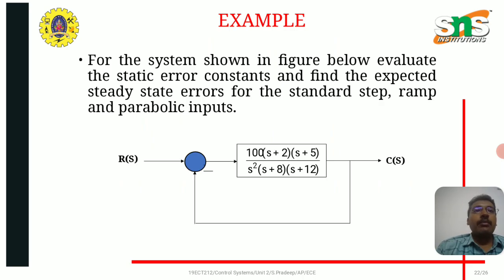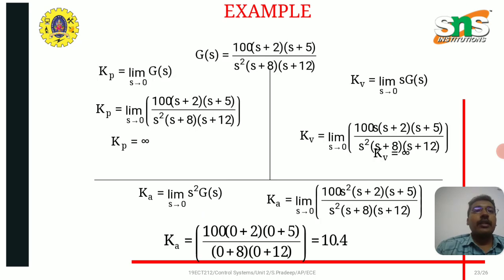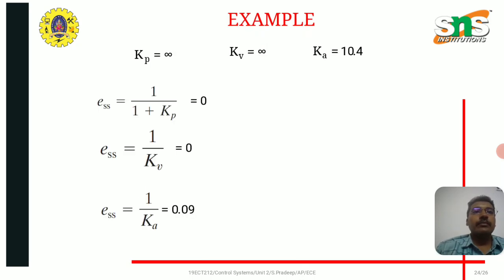An example problem is shown here. For the system shown in the figure below, evaluate the static error constants and find the expected steady state error for the standard step, ramp and parabolic inputs. The problem is solved in this example. We can find Kp, Kv and Ka values and the error values for the static error, velocity error and acceleration error.